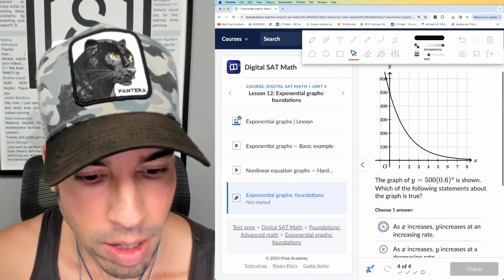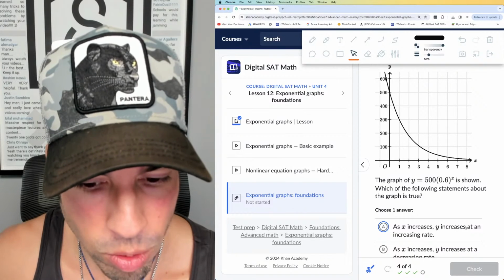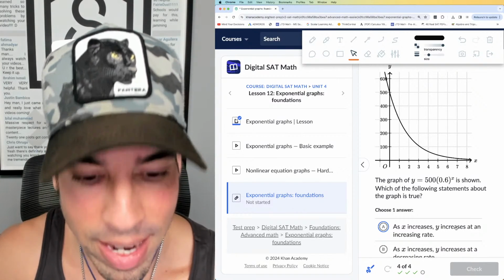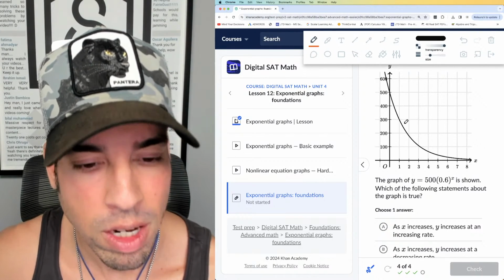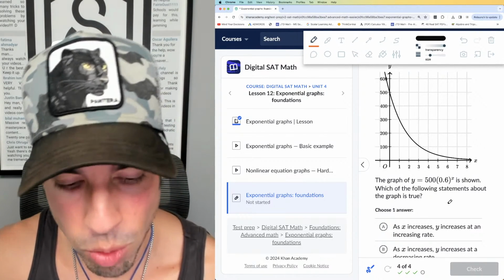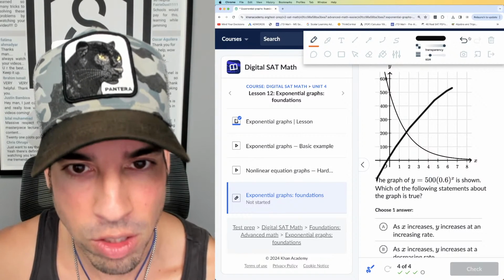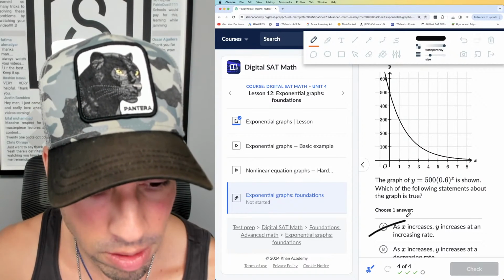Okay. As x increases, y increases at an increasing rate. This is false, like 100%, because if they were both increasing together, it should have a positive slope, not a negative slope. So A is definitely out.